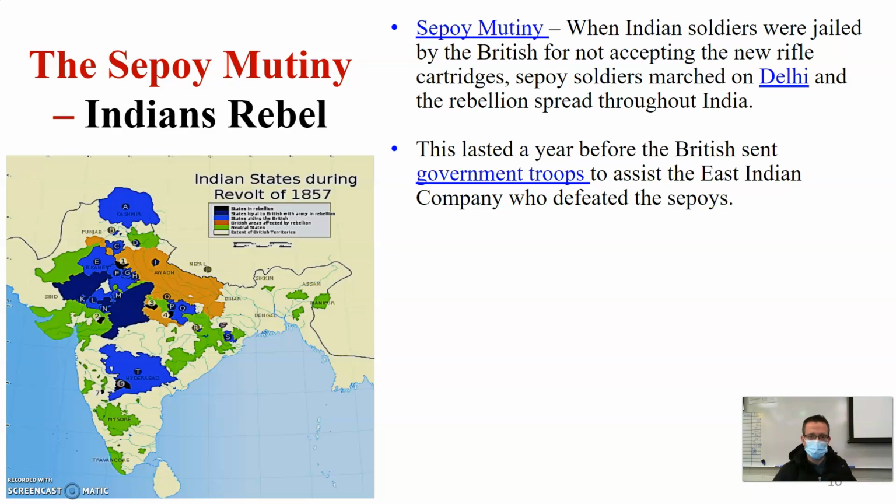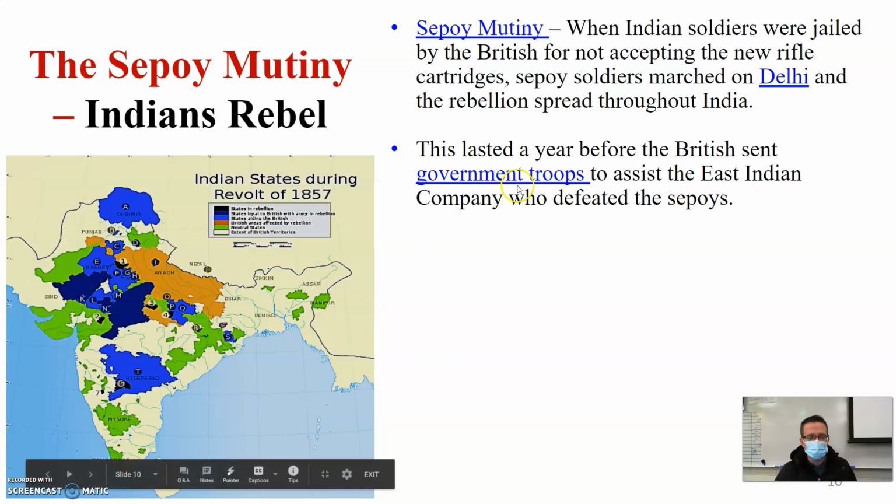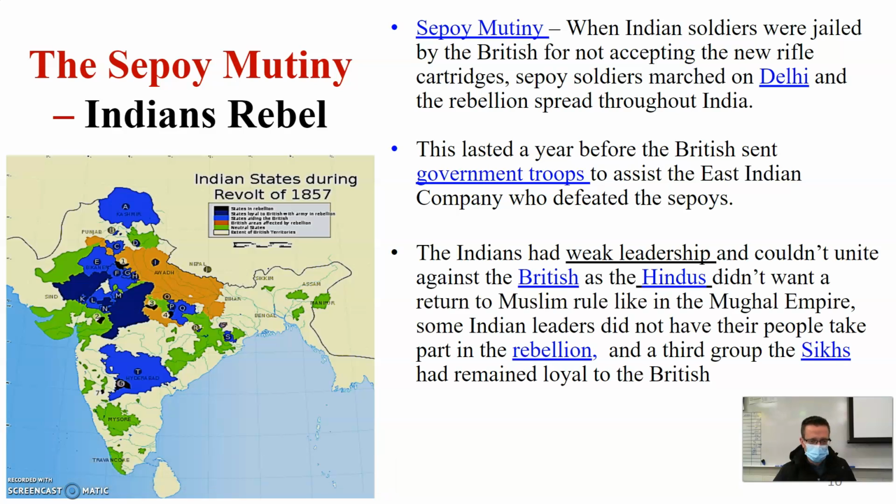There were lots of English commanders, but also families, that were killed in this. Again, they were resentful. It wasn't just this one thing. This is just one thing that kind of set it off. There were already other problems going on. So it wasn't until the British sent government troops to assist the East India Company that they finally defeated the Sepoys.